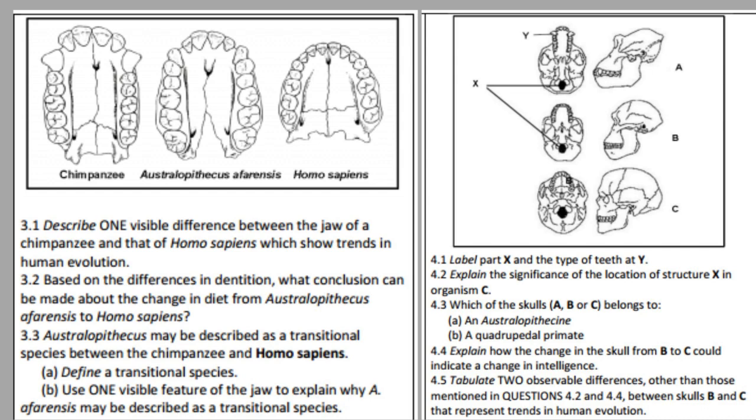4.3 Which of the skulls, A, B or C, belongs to A. An Australopithecine, B. A quadrupedal primate. 4.4 Explain how the change in the skull from B to C could indicate a change in intelligence. 4.5 Tabulate two observable differences, other than those mentioned in questions 4.2 and 4.4, between skulls B and C that represent trends in human evolution.